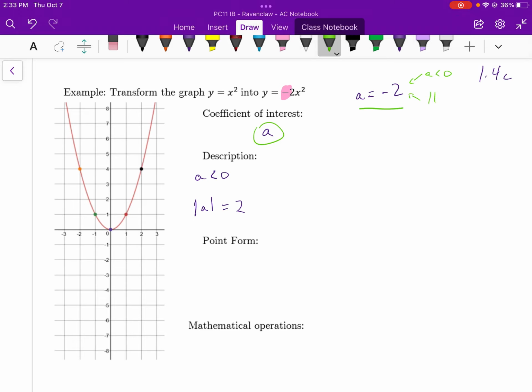But also, the absolute value of -2 is 2. So the coefficient of interest is a. Specifically, a is equal to -2. Since a is negative, we're going to reflect about the x-axis. Since the absolute value of a is 2, we are going to stretch by a factor of 2.